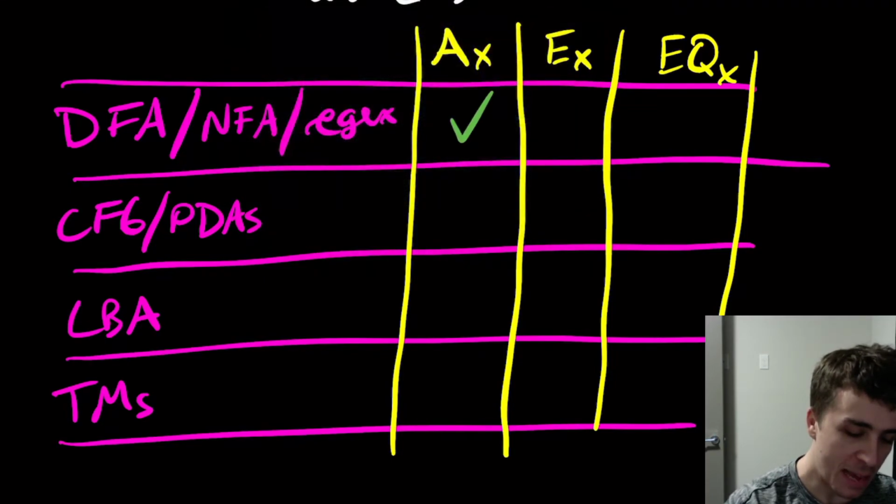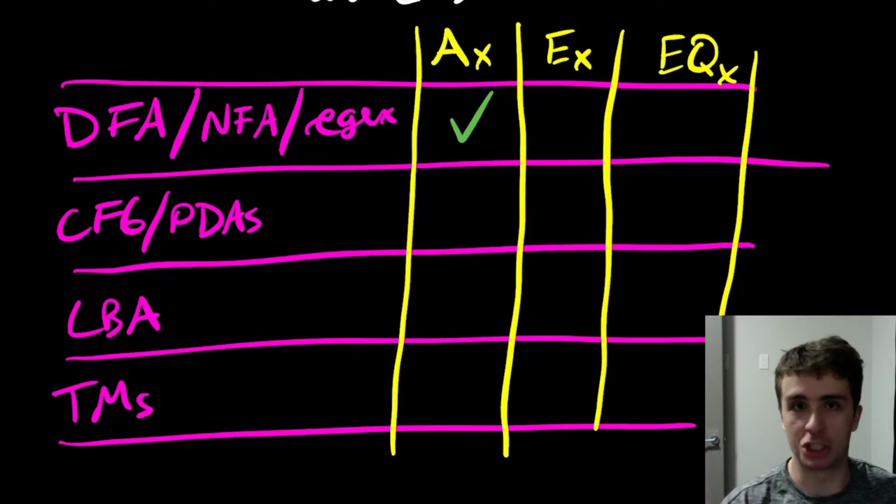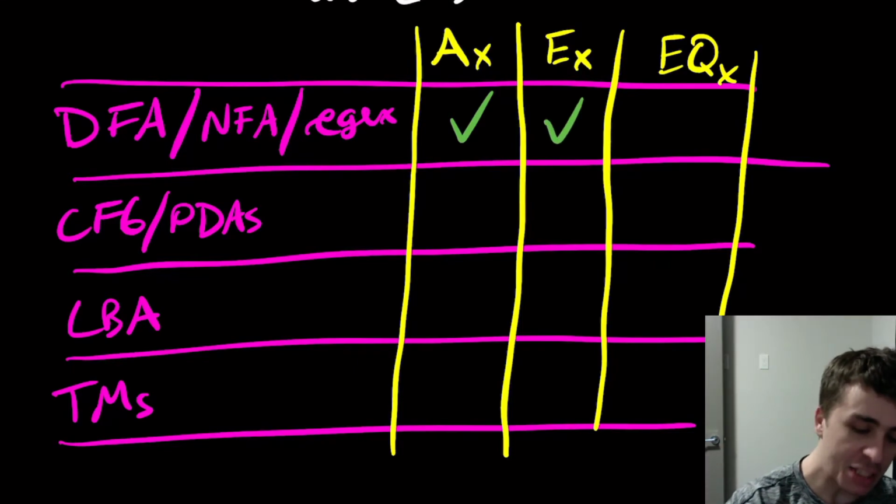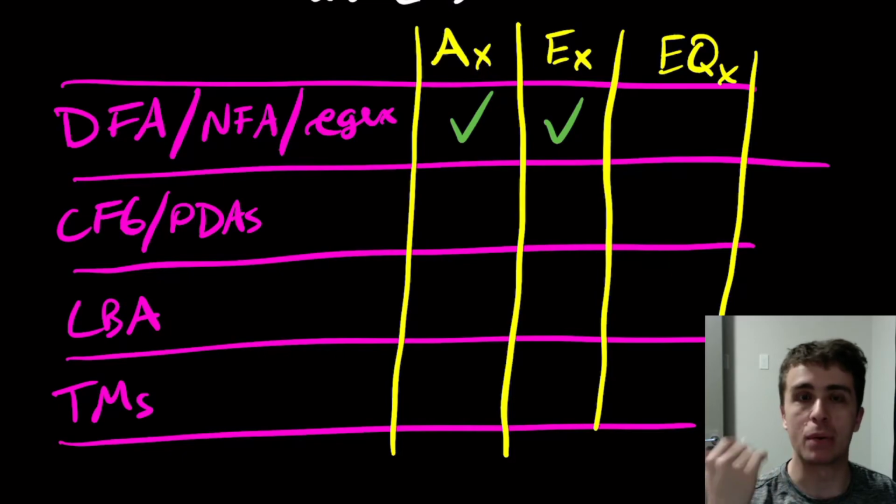We saw that that was decidable because we can just simulate the DFA. E sub DFA is decidable because we can just check whether or not we could reach a final state at all, and it's equivalent to that question.